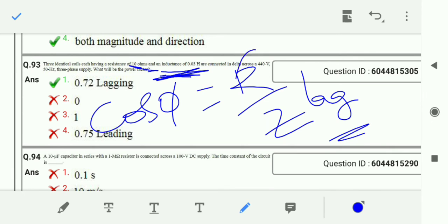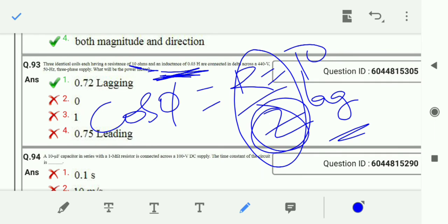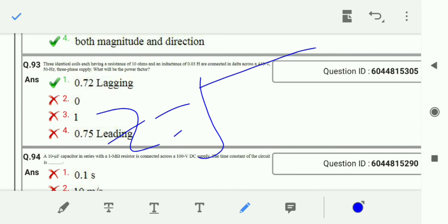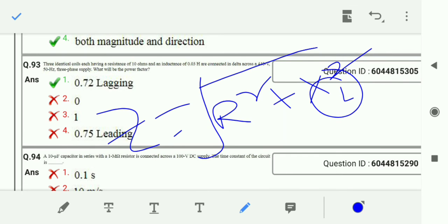So we have to take the R by Z value. R is 10 ohms, given. But what about Z? We have to calculate Z first, because to calculate R by Z we definitely need Z. So Z equal to root over R square plus XL square. We know R equal to 10, but we don't know XL. That you also have to find first.